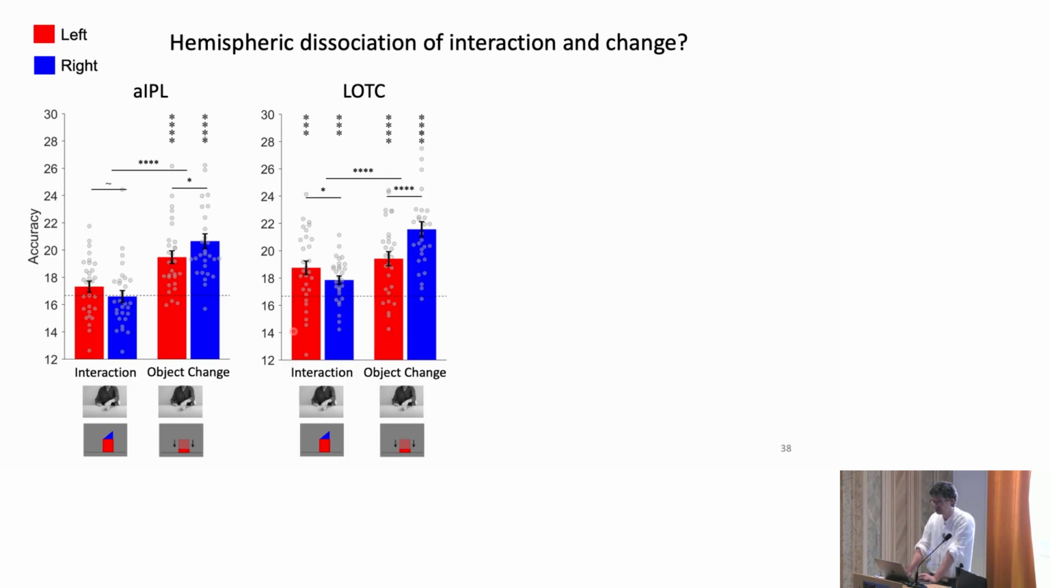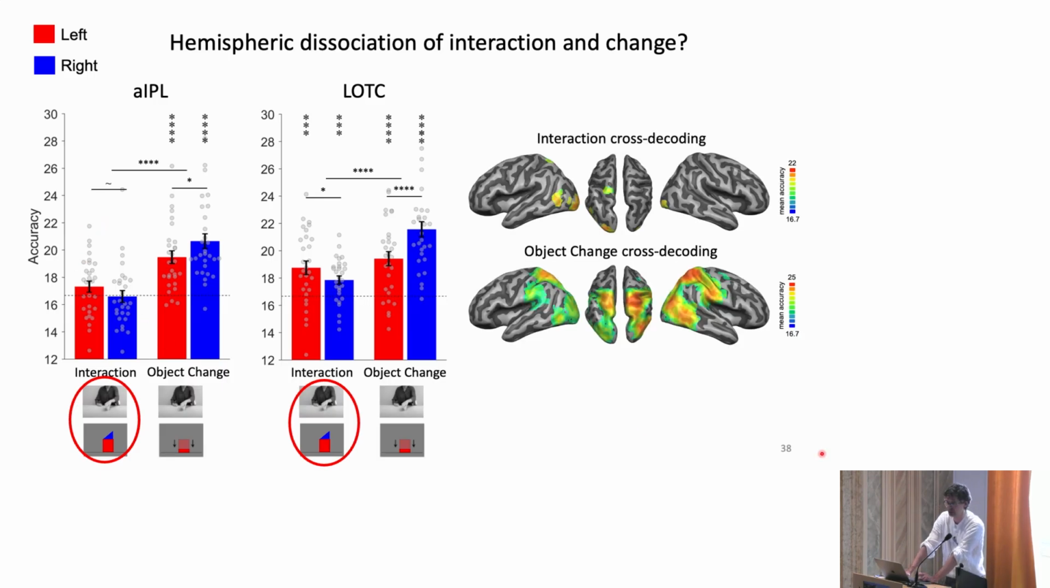Then we did the cross-decoding between actions and the interaction-only animation. And as predicted, this revealed the opposite pattern. So effects were stronger in the left as compared to the right hemisphere, although this difference was significant only in the left LOTC and only marginally significant in the AIPL. But this pattern was also corroborated by a searchlight analysis.